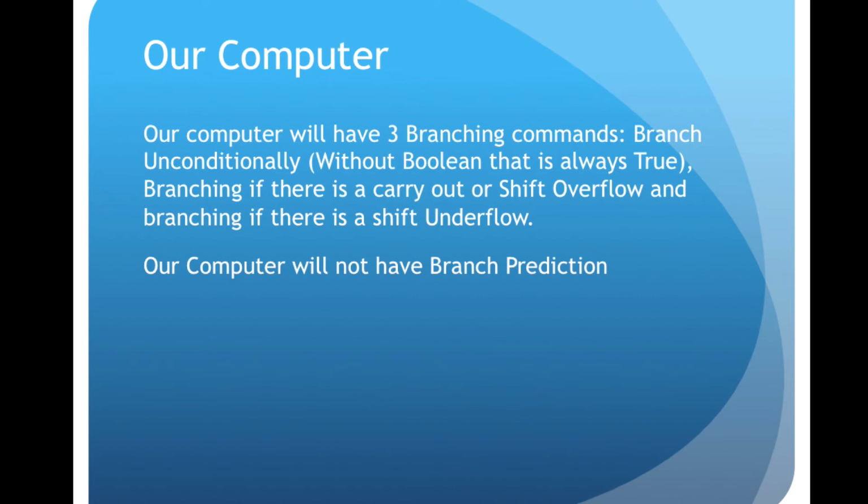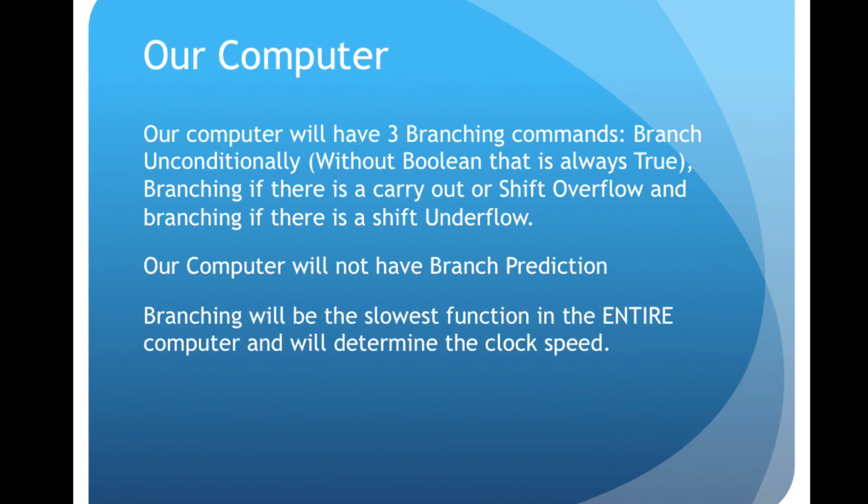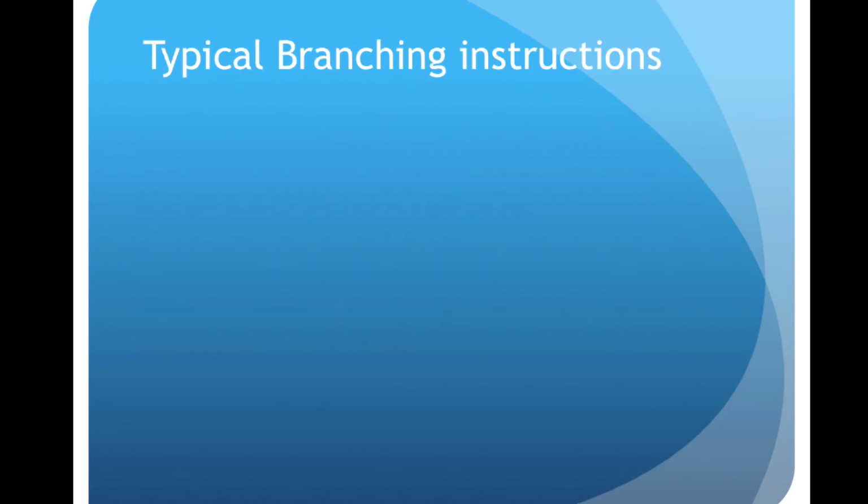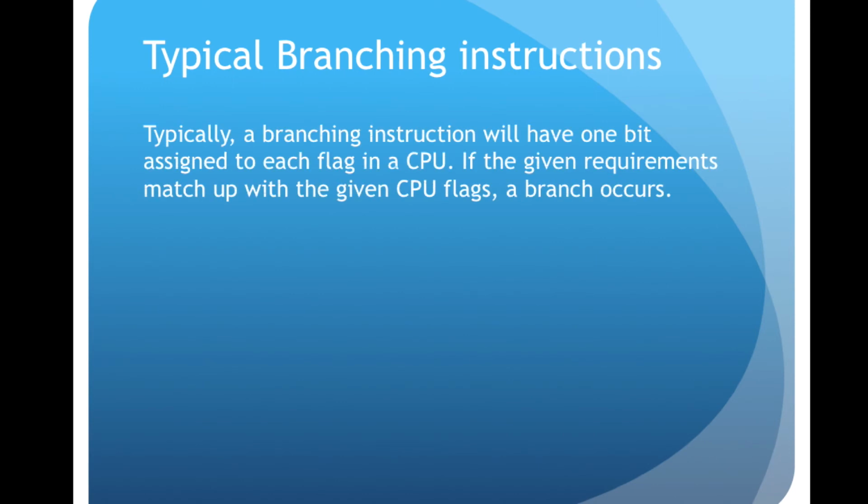Stuff just gets messy and you need all sorts of different extra hardware in case you have to stall. And yeah, it's just really tedious. And branching is going to be the slowest function in the entire computer, which means it's going to determine the clock speed, which is actually pretty interesting. Anyways, as I said earlier, the way that our computer is actually going to be branching is not the way that you usually do it.